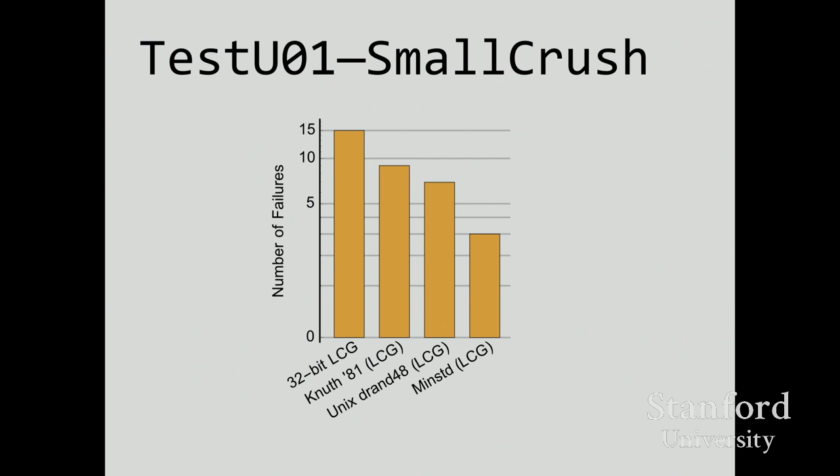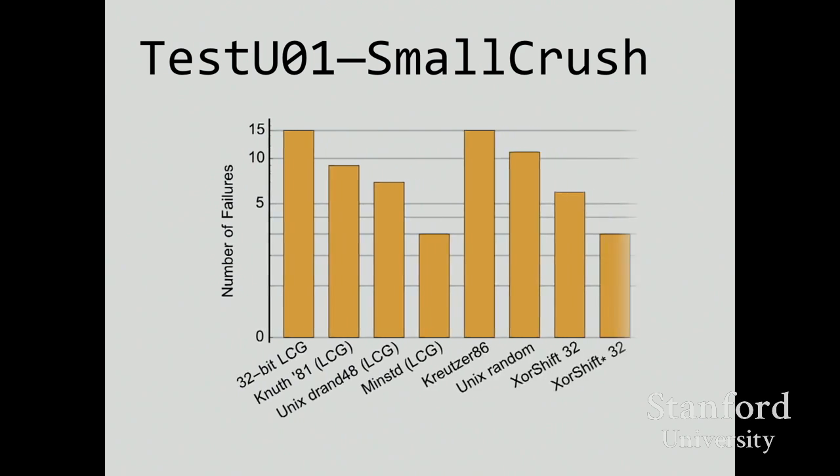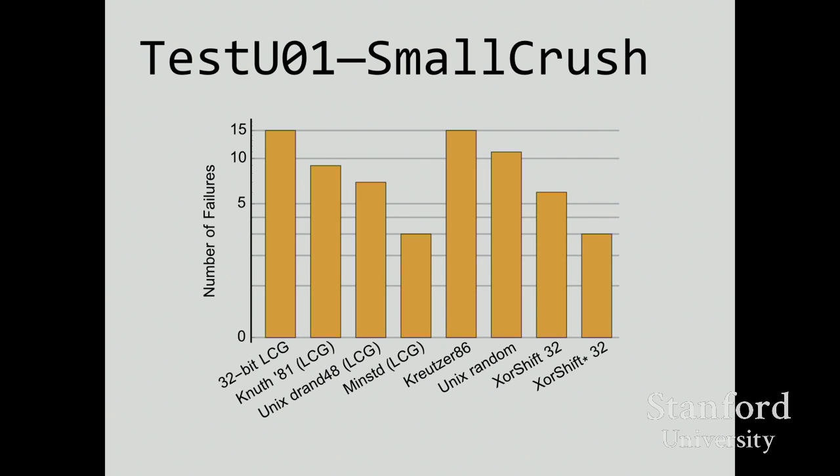He also had two others, Crush and Big Crush. Big Crush takes about 6 to 8 hours to run and does much more. It's a much more intense test. But these linear congruential generators couldn't even last 10 seconds of statistical scrutiny. It wasn't just linear congruential generators either. A lot of people think that the Unix random generation scheme should be better than things like DRAND48. You can see here it's actually worse, and fails more statistical tests. XorShift also fails, at least in its 32-bit incarnation, so that's pretty bad. And that's just the 10-second test.